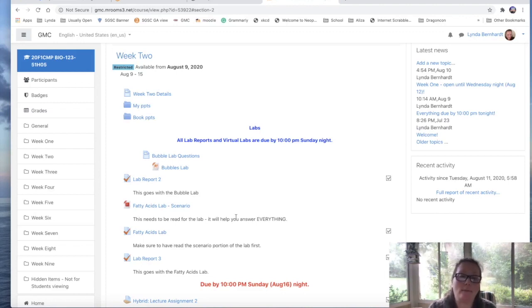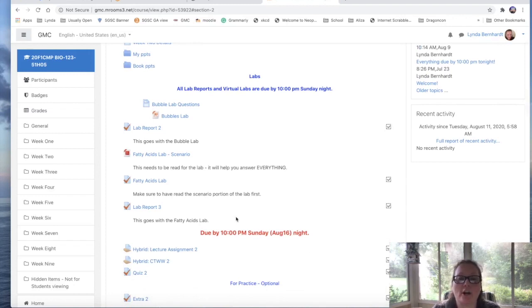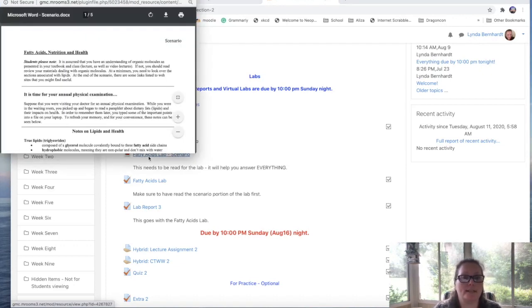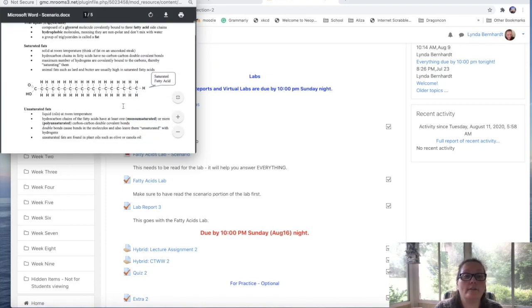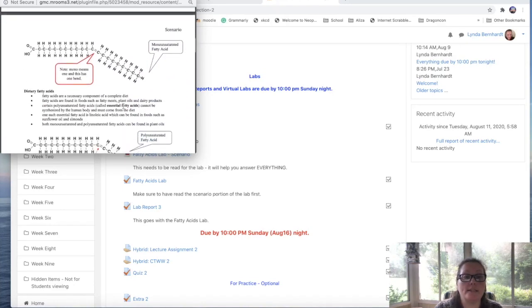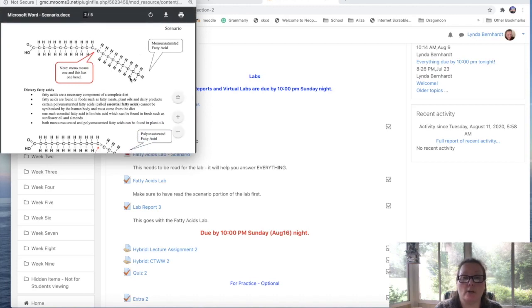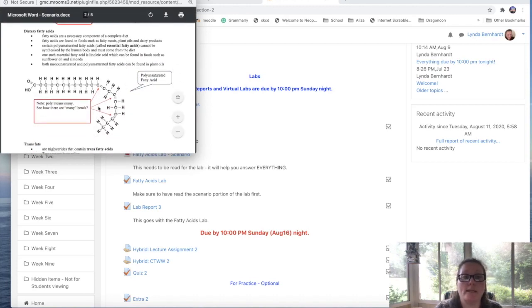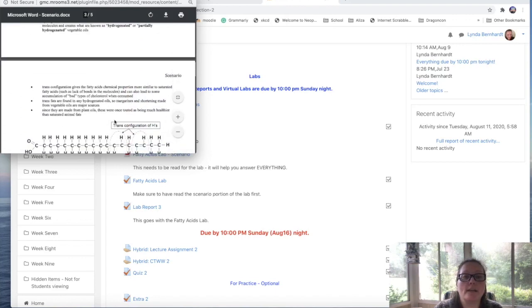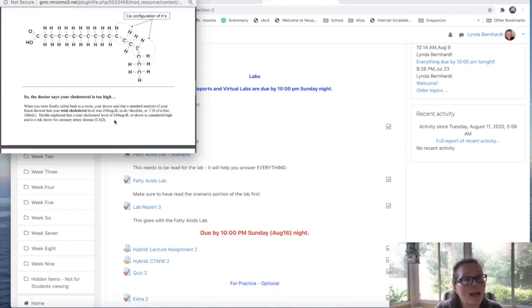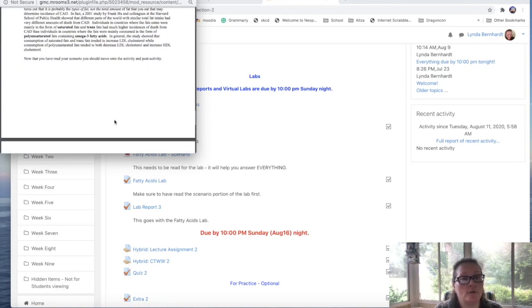Now, the other lab this week is the fatty acids scenario. Fatty acid lab. This right here is the actual lab. Above it is the scenario. You need to open this and look. Yes, this one is a whole lot of information. Notice I even put notes in here. I tried to show you some things, point out some things. So if you actually go through this, you will have the information you need in order to do the lab.